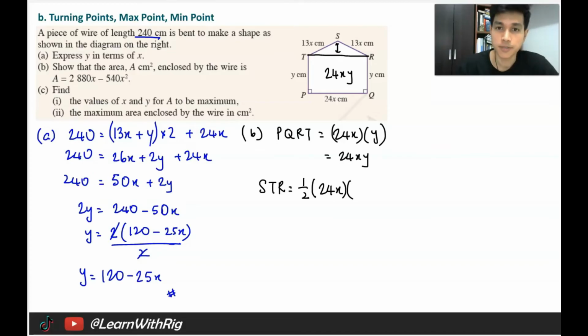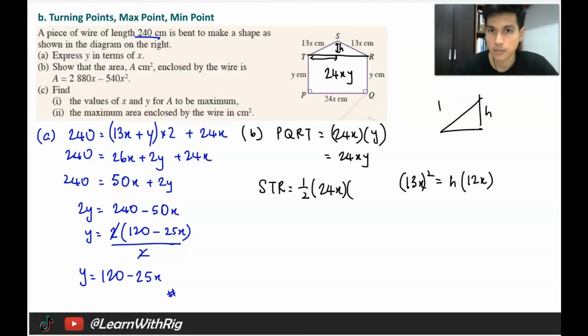Okay, let's see if we can use Pythagoras theorem or not. So 13x square equals the height, I'm just going to label this as h, times 12x, half of this. So you're going to form this triangle. This is h, this is 13x, this is 12x.